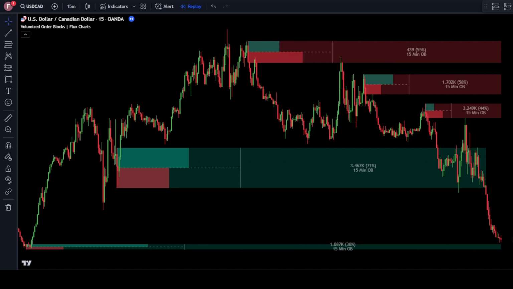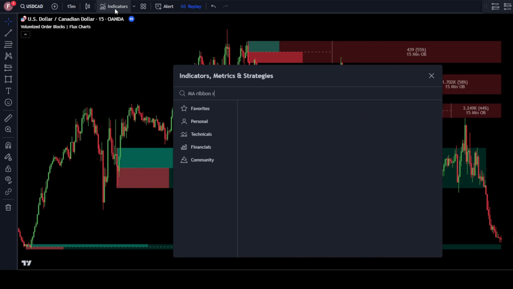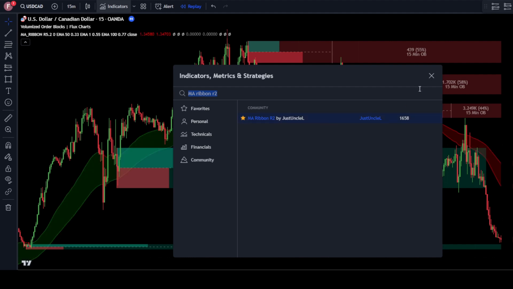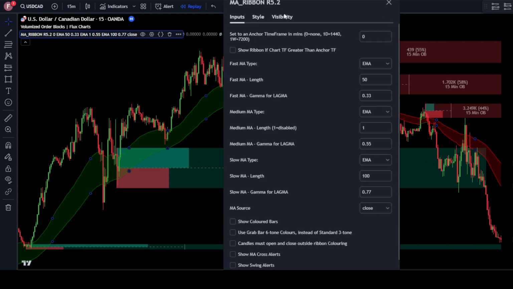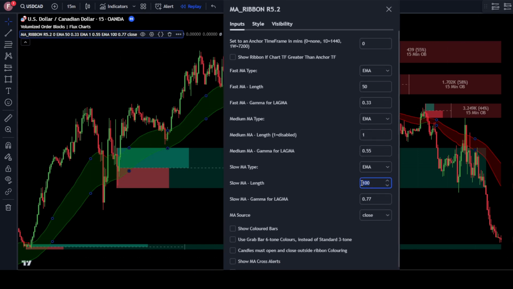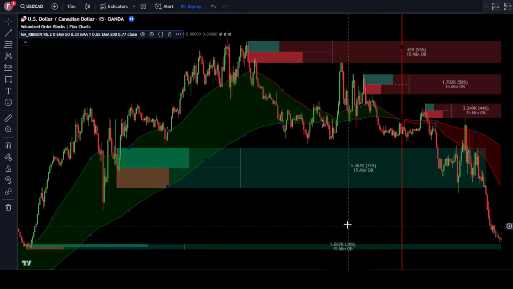Now let's add the second indicator that will be used as a trend guide in the market. Go to the Indicator Search tab and type MA ribbon R2. Then, select the MA ribbon R2 from Just Uncle L. Next, access the MA ribbon settings. In the Input tab, change the slow EMA length to 200. Then, activate the checkbox for Show MA Cross Alerts. Once done, click OK to confirm the changes.